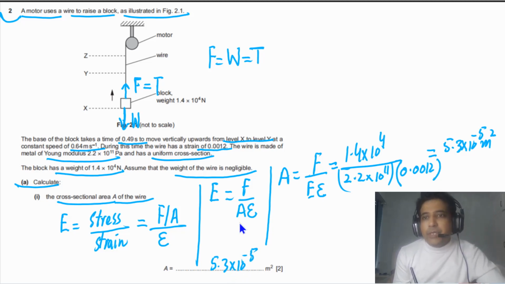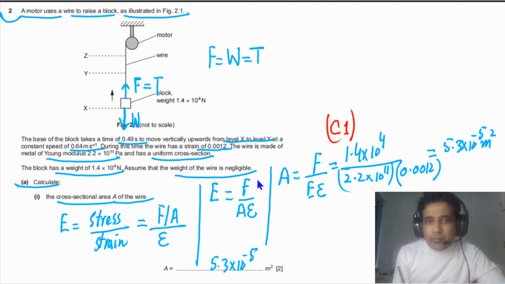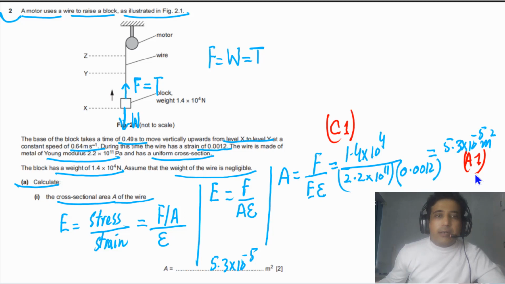And this question has 2 marks. The first mark you will get if you have written E is equal to this one. So we can say you have the C mark for this part. If you have written this step, you will get 1 C mark. And if you have got the right answer, you will also get another mark, and that is answer mark. So this is how marks will be awarded.